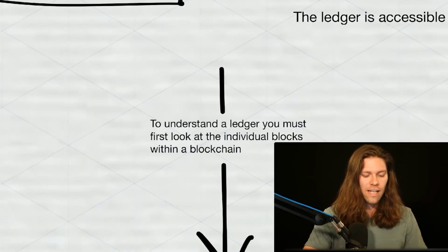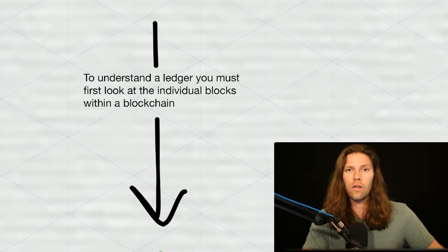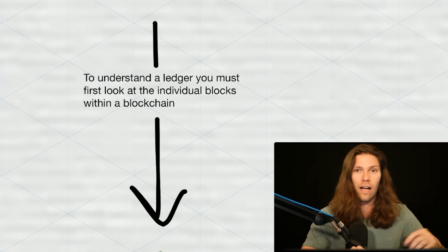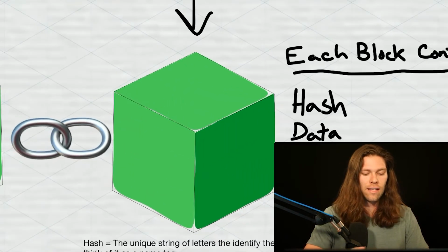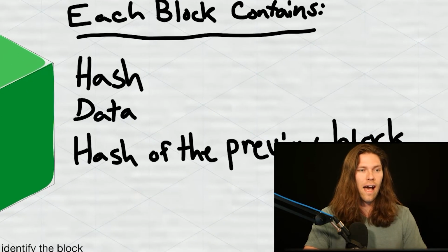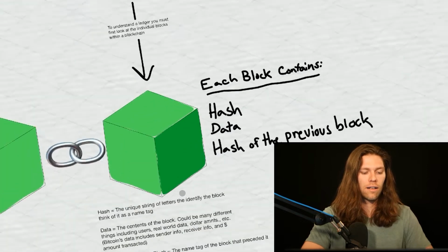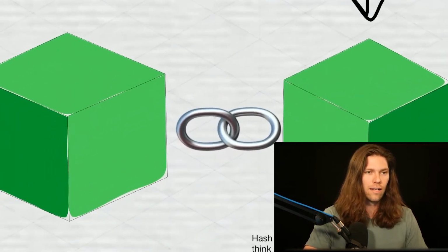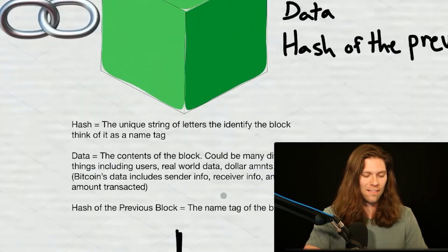All right, to understand a ledger, you must first look at the individual blocks within a blockchain. There are actually blocks within the blockchain, and there's chains too. Okay, so here is a block. Each block contains these three things: a hash, hash data, and the hash of the previous block. So here's the block, here's the chain, here's another block. I made those myself. I'm getting better at this program.